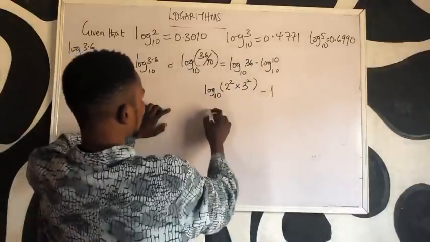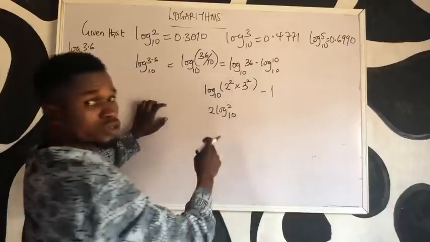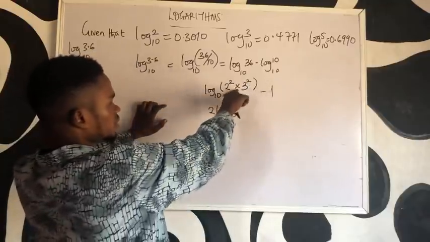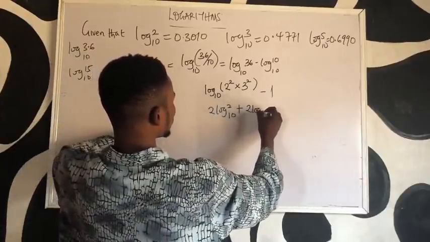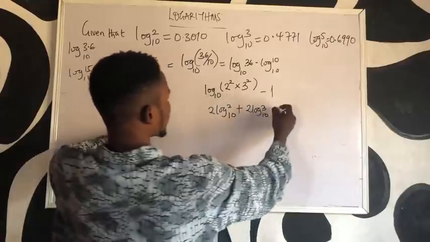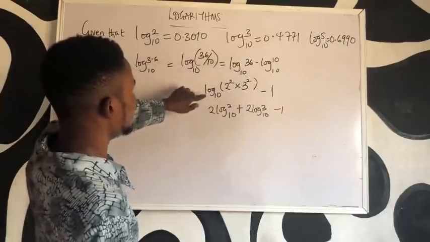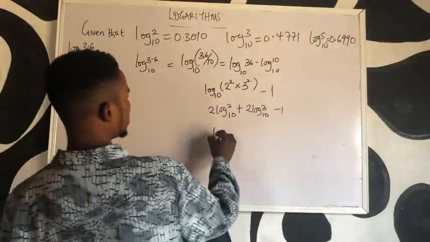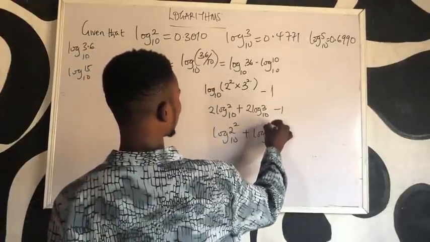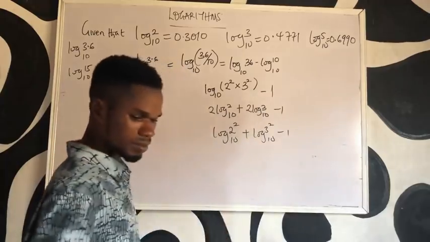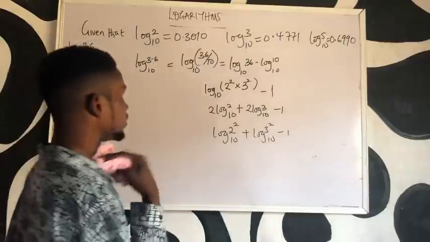Then minus log 10, which is 1. So that's 2 log 2 base 10. Multiplication will turn to addition. Don't forget you are still using the law of indices. Then plus 2 log 3 base 10 minus 1. The power will multiply the logarithm. But you can just take it as log 2 raised to power 2 base 10 plus log 3 raised to power 2 base 10 minus 1. Okay, so how do we evaluate this now?